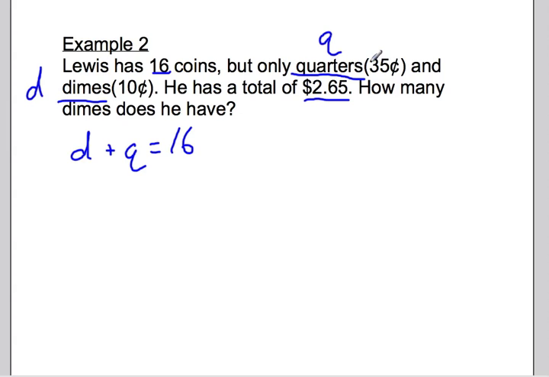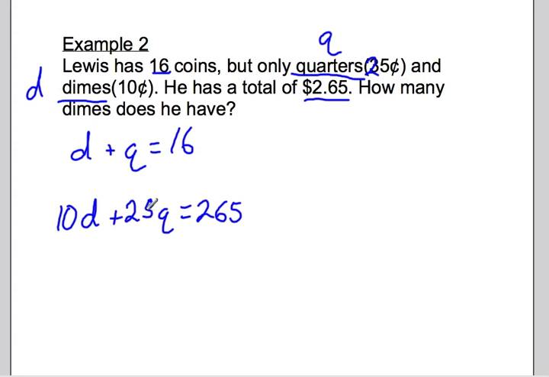If quarters are worth 25 cents, then we have 25 times the number of quarters plus 10 times D is going to be 265. Okay, because you multiply 25 cents times the number of quarters, you get the amount of money that those quarters are worth, and 10 cents times the number of dimes, you get the amount of money that the dimes are worth. So we're going to solve this system.